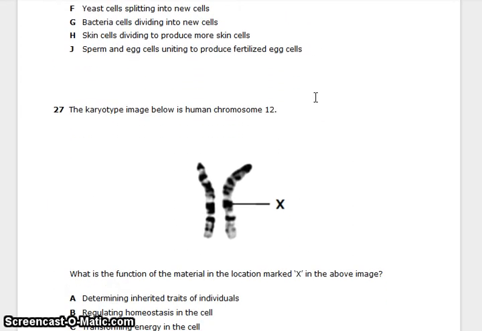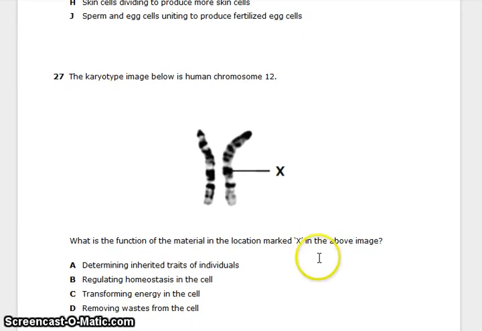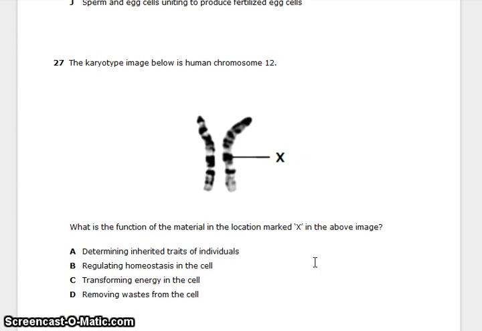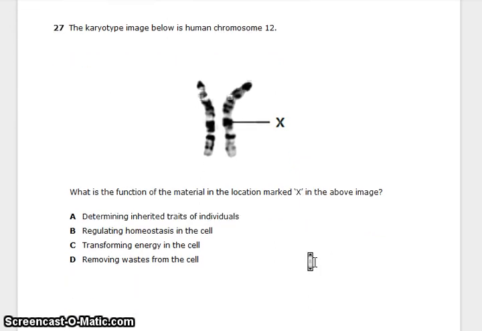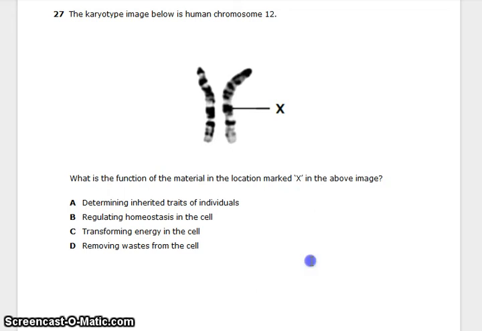27. The karyotype image below is human chromosome 12. What is the function of the material in the location marked X in the image above? A. Determine inherited traits of individuals. B. Regulating homeostasis in the cell. C. Transforming energy in the cell. D. Removing waste from the cell.